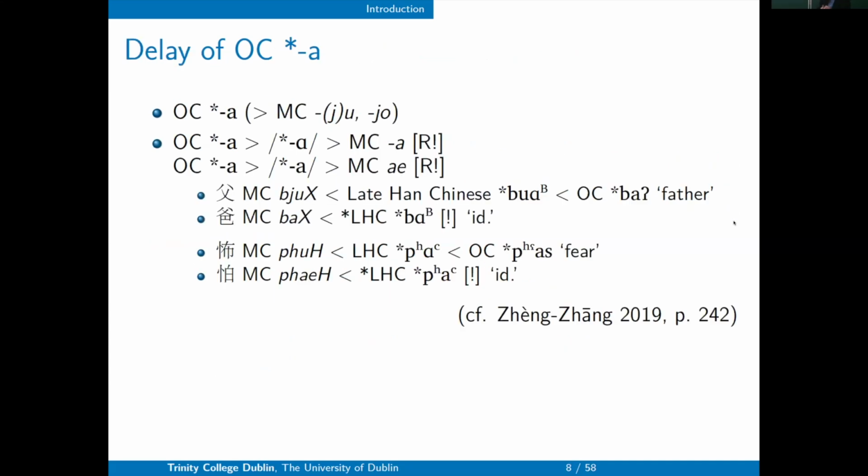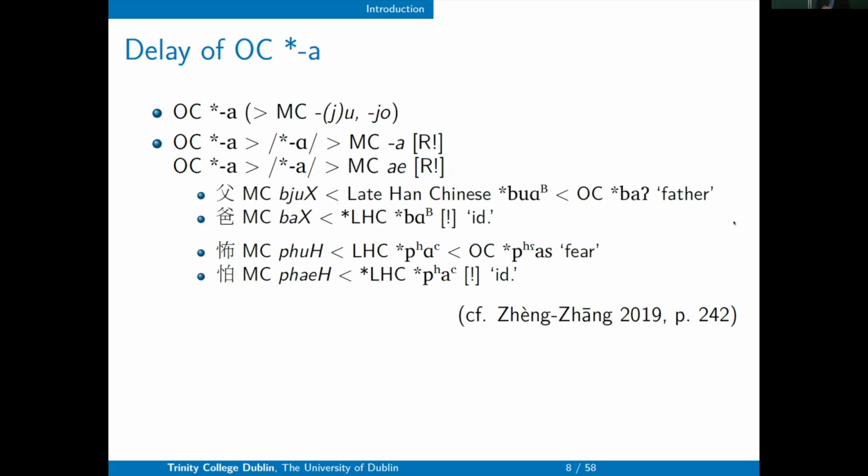And now I will introduce the examples for the delay of Old Chinese R. Those Old Chinese R, which regularly should become Middle Chinese U, U, or Yo. However, some of them are exceptions and became Middle Chinese R and I, which causes such kind of interactions.